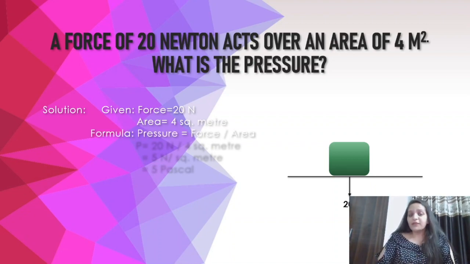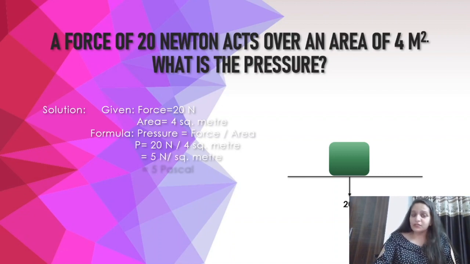Now the formula we have to use here is pressure equals force upon area, P equals F by A. Placing the values, force is 20 Newton and area is 4 square meter. On solving, we will get 5 Newton per meter square, which is also equal to 5 Pascal. I have already discussed with you that Pascal is the SI unit and Newton per meter square is the derived unit, or the normal unit.